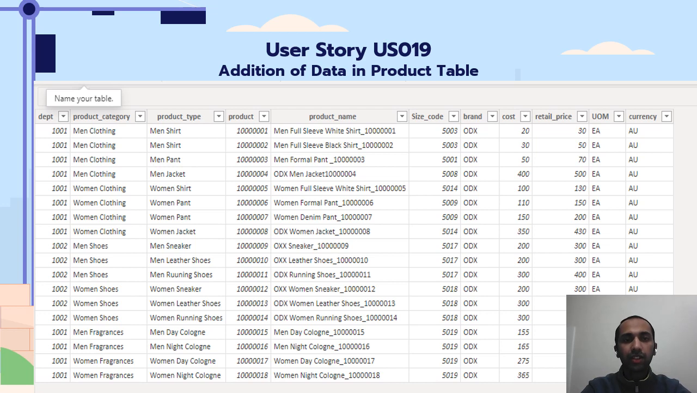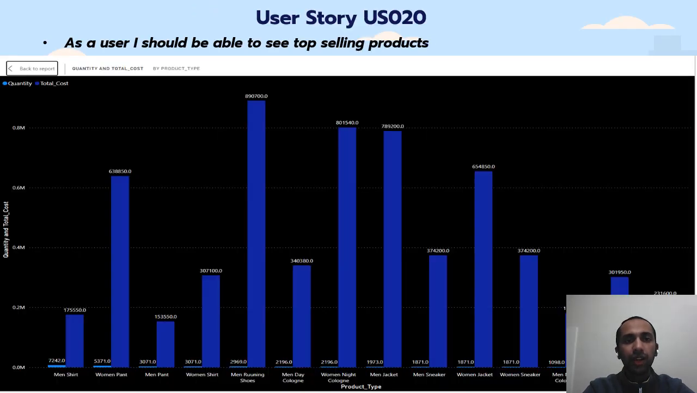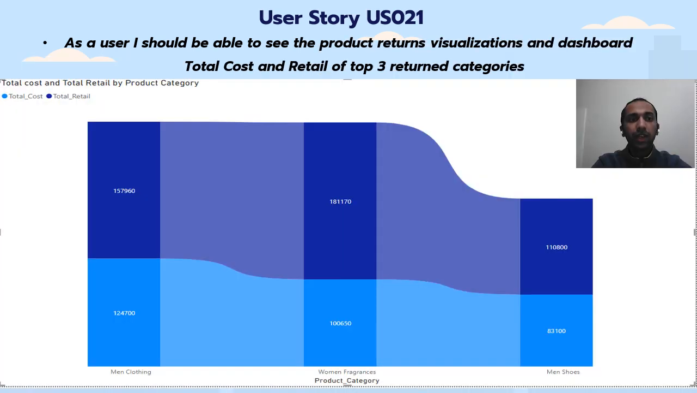So here is the screenshot of the database where data has been added to the products table. Continued addition of data to tables is ongoing since sprint 1. Here is the visualization of the top selling products. We can see that men's running shoes, women's night cologne and men's jacket are the top 3 selling products of ODX company. This is the visualization that calculates the total cost and retail of the top 3 retail product categories, which are men's clothing, women's fragrances and men's shoes.